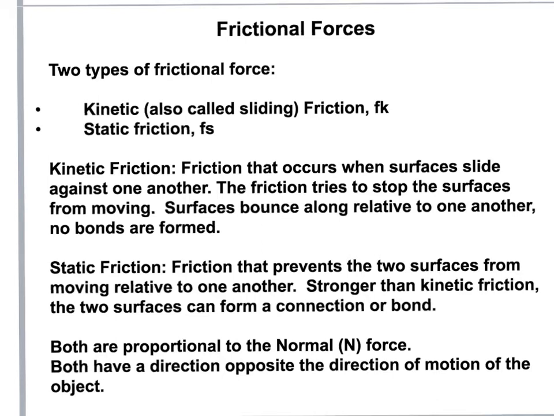So static friction is friction that prevents the two surfaces from moving relative to one another. So here you do get strong bonds between the surfaces. Static friction is much stronger than kinetic friction. And again, the two surfaces can form a connection or a bond. That intermolecular relationship we talked about in the last slide, that's what's happening here.